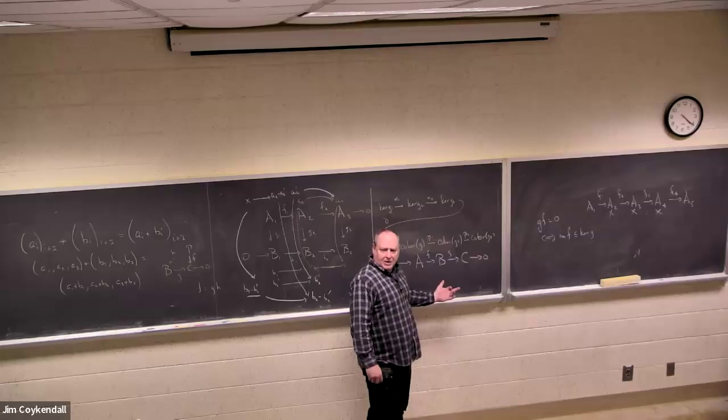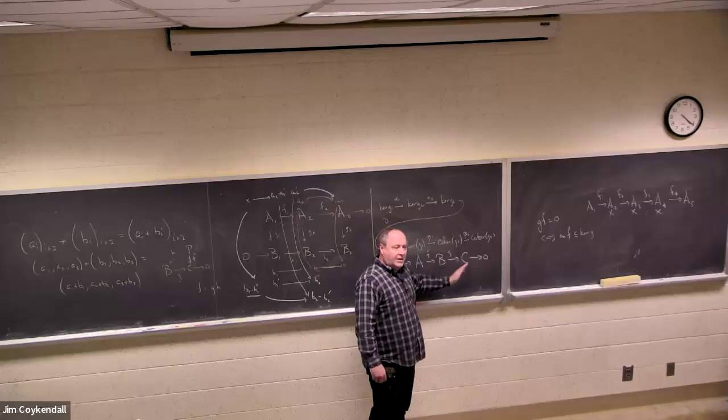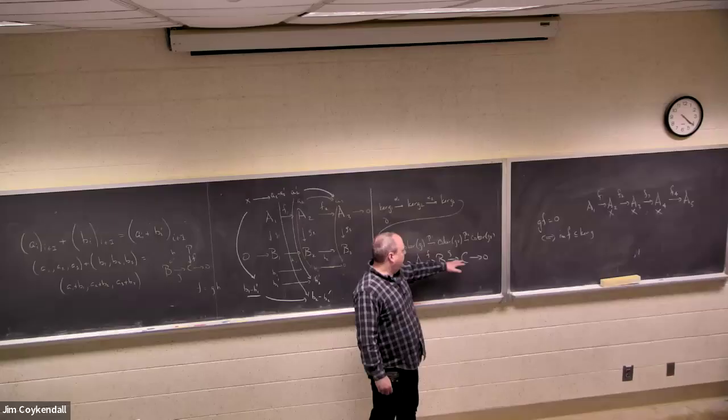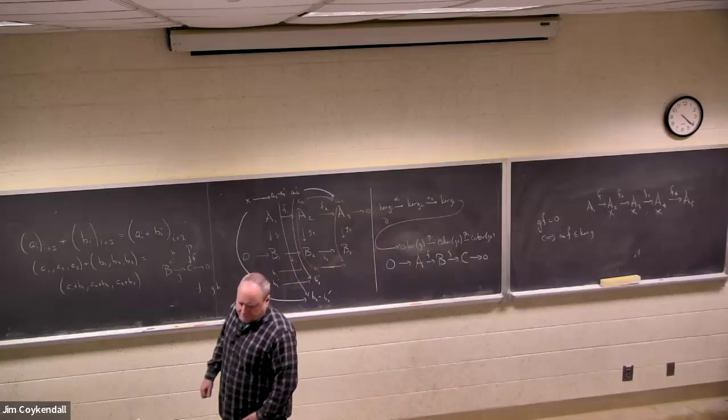Do you remember when we talked about complexes? A complex means that when you compose any two in a row, you get 0, right? So this is a special case of a complex, but it's even better. It's an exact sequence. So you always have that.